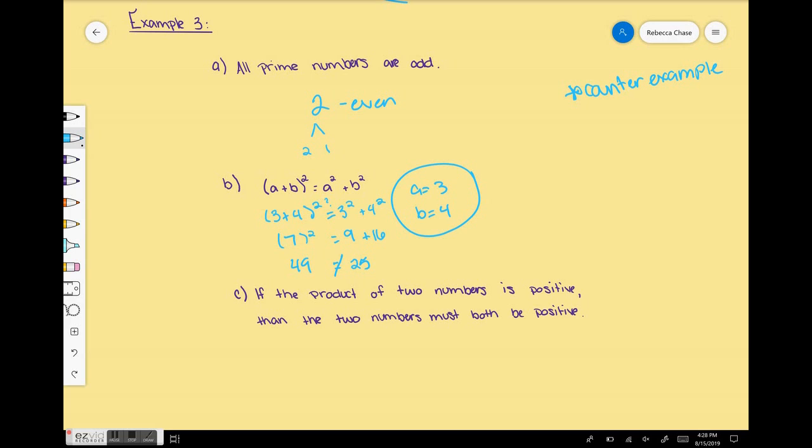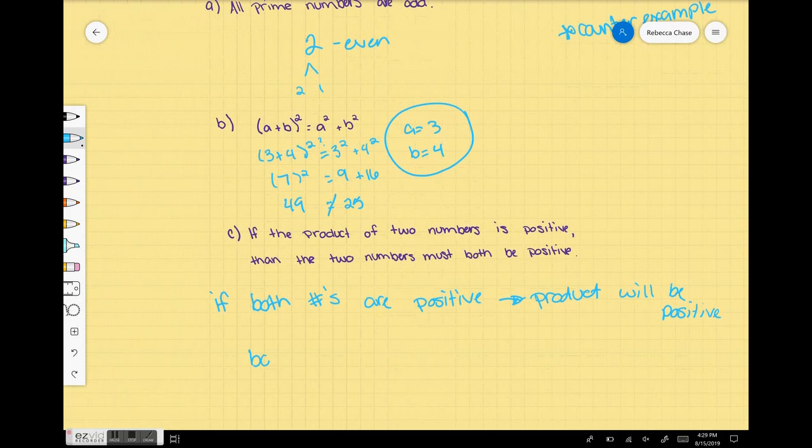In the very last one, if the product of two numbers is positive, so if we multiply two numbers and it's positive, then the two numbers must both be positive. Well, it's partially true in the fact if two numbers are positive, so if both numbers are positive, then the product will be positive. Okay, but what if both numbers are negative?